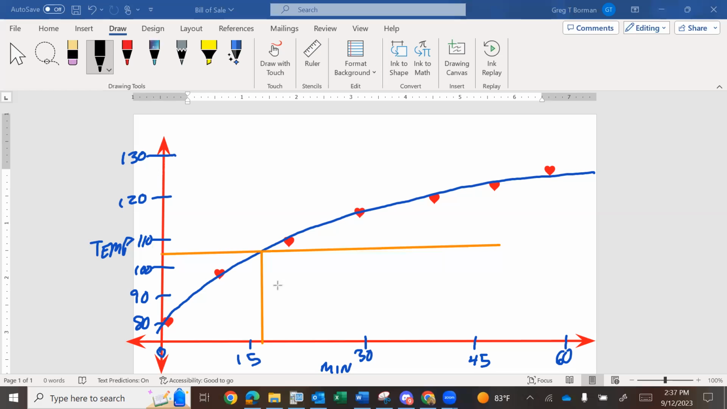We should all be close to each other, but if we're all slightly different, that's okay because we're estimating off of a graph that was drawn imperfectly. So definitely a lot of estimation there, but that's the idea. So probably about 16, 17 minutes, somewhere in there. So anyway, that would be my answer. About the 17-minute mark, that's when we're going to hit about 105 degrees. So, something to bear in mind. Anyway, that's all I got for this one.